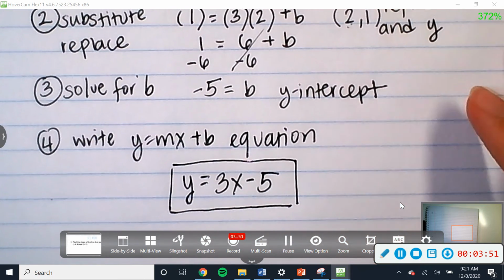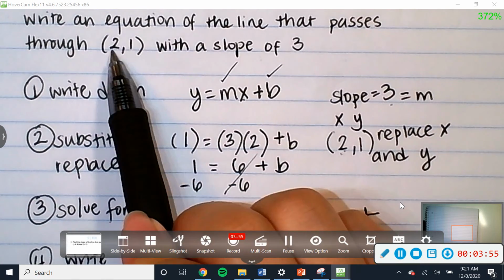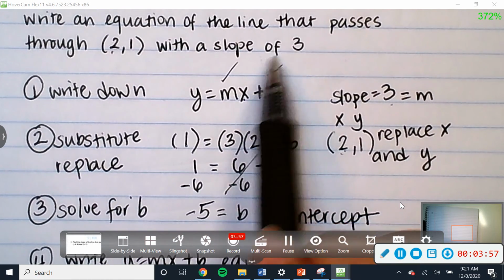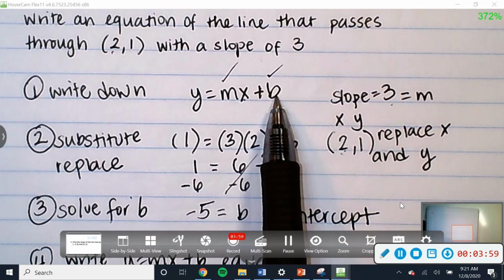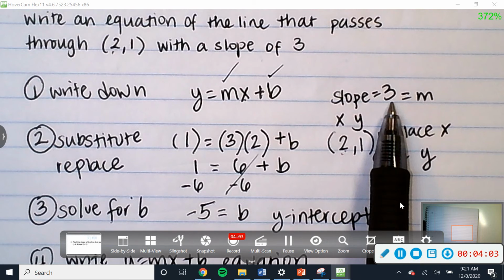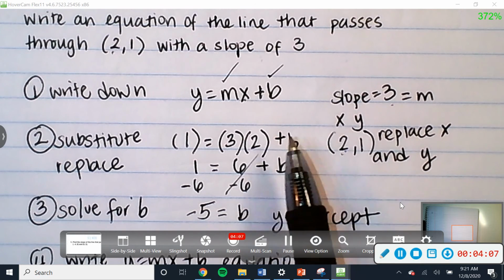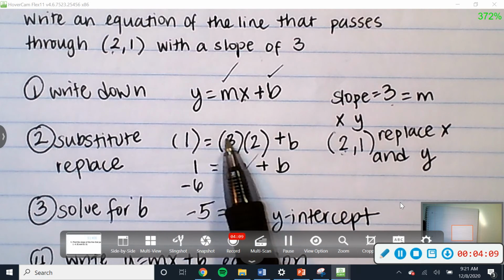Okay, let's go over the steps one more time. So the first thing that we do, when we're given a point and we're given the slope, write down your y equals mx plus b. Figure out what you do know. We know the slope is 3. We know that we have these points that stand for x and y. And so then you replace them in the formula.